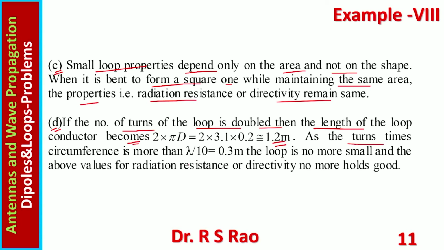As the number of turns times the circumference is more than lambda by 10, 0.3 meters, the loop is no more small, and the above values for radiation resistance or directivity are no more valid when the number of turns is doubled.